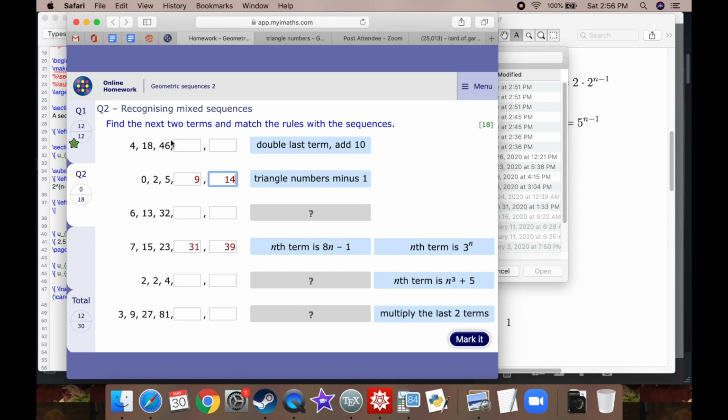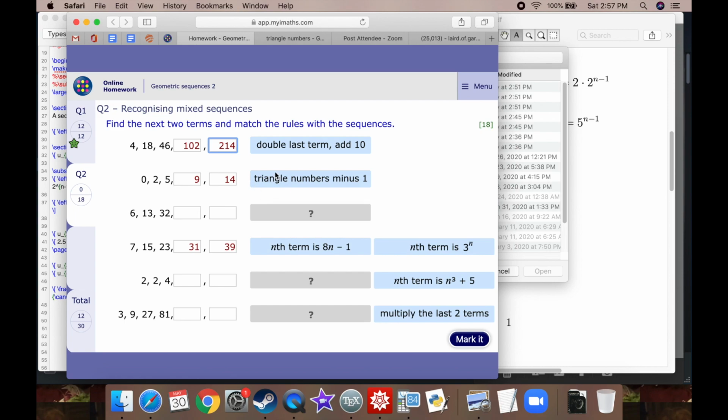All right, now let's double 46, which should be 92, and we'll add 10. 92 plus 10 is 102. All right, now let's double that. We'll get 204. 204 plus 10 is 214.